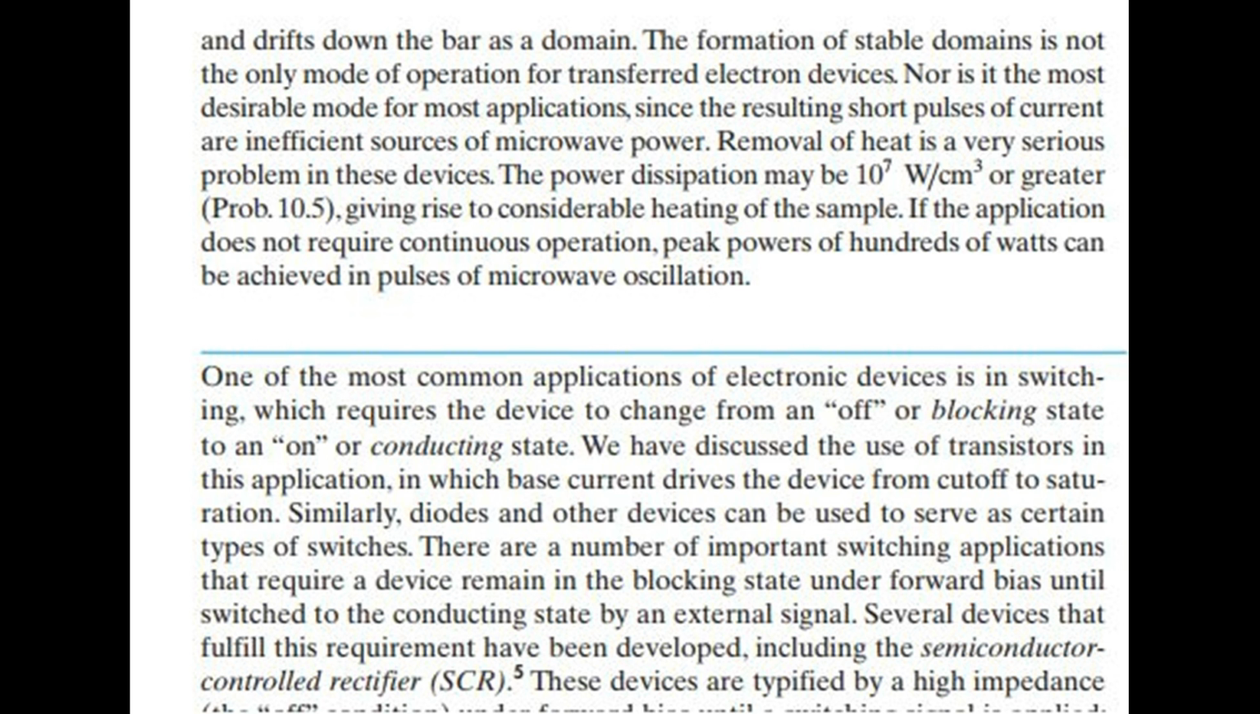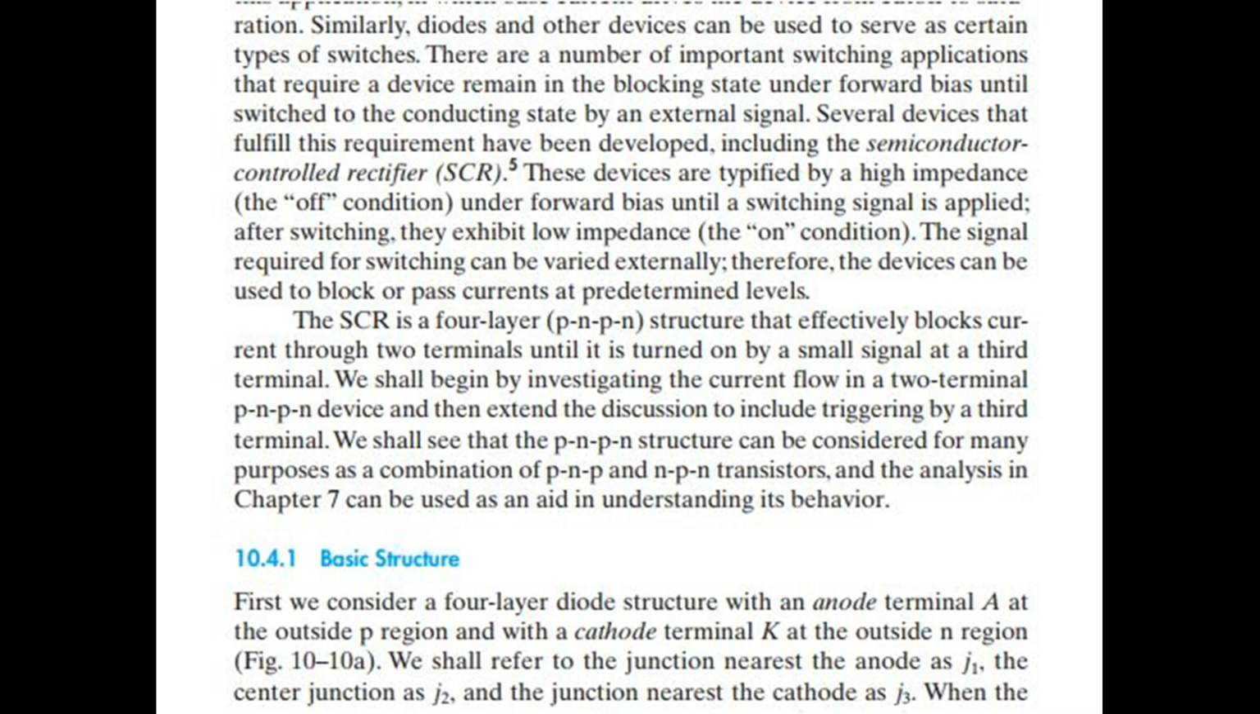Several devices that fulfill this requirement have been developed, including the semiconductor controlled rectifier, SCR. These devices are typified by a high impedance, the off condition, under forward bias until a switching signal is applied. After switching, they exhibit low impedance, the on condition. The signal required for switching can be varied externally, therefore, the devices can be used to block or pass currents at predetermined levels.